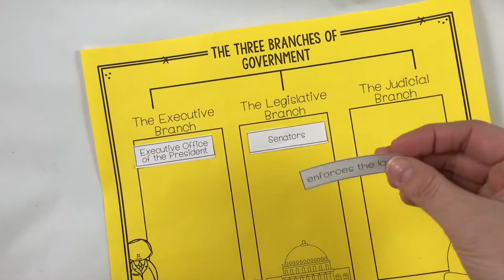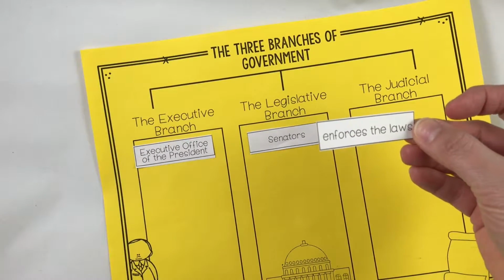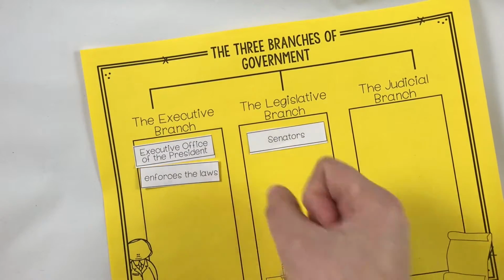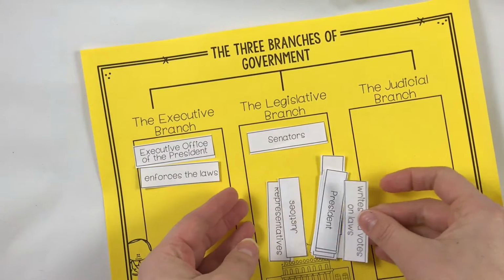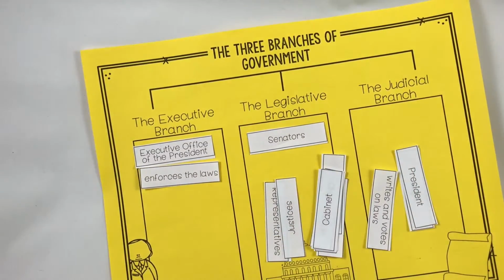And then this is an example of a responsibility. They would read this enforces the laws, and they would put that under the executive branch, and they would continue on with all of the slips of paper. So it just makes a quick review of everything that they've learned and makes sure that they understand who does what and what each branch is responsible for.